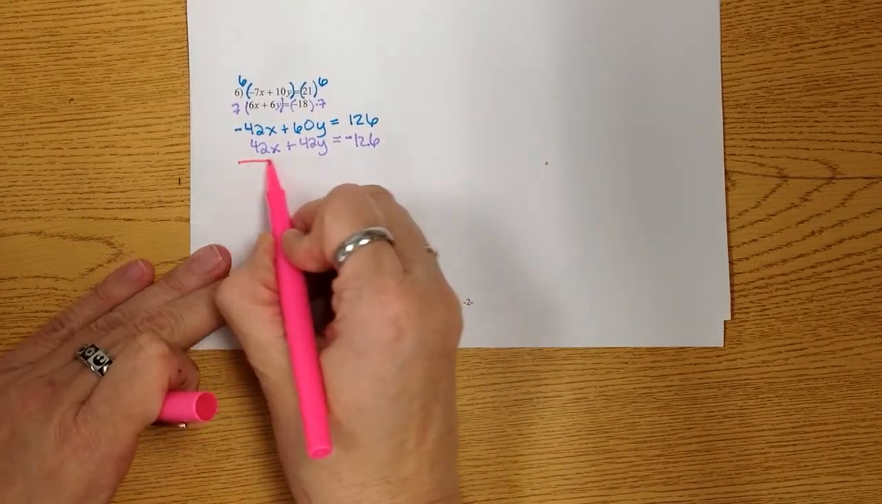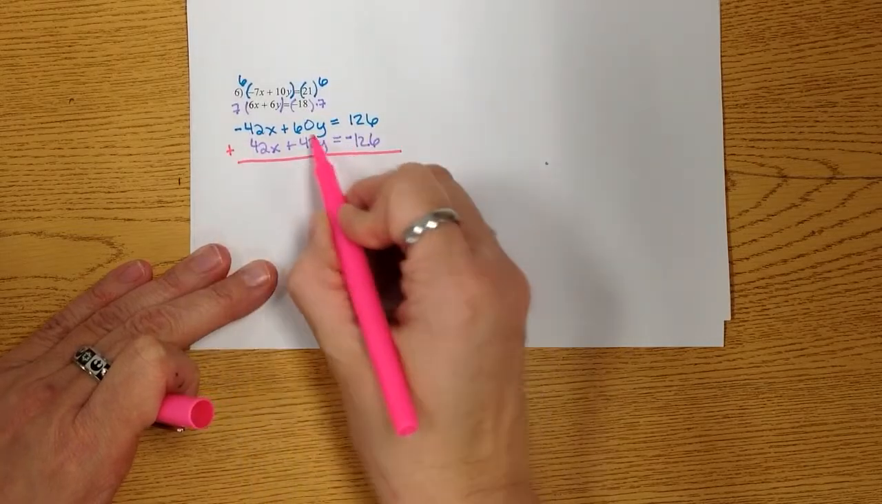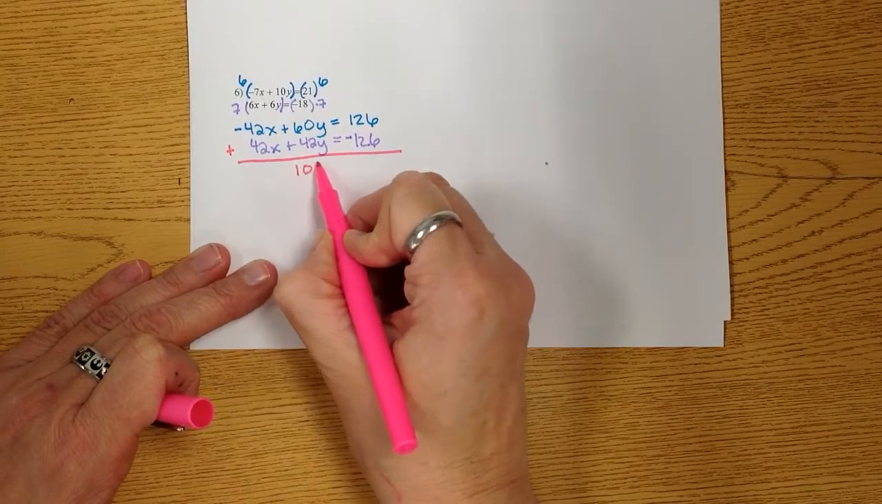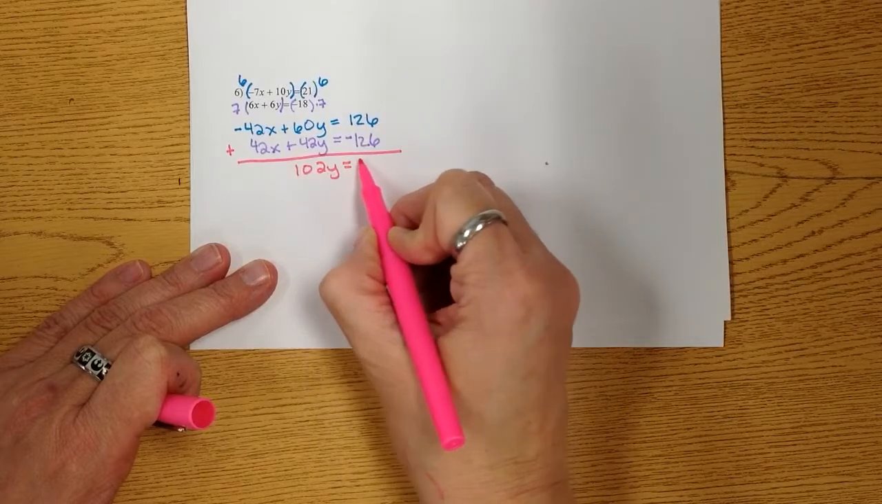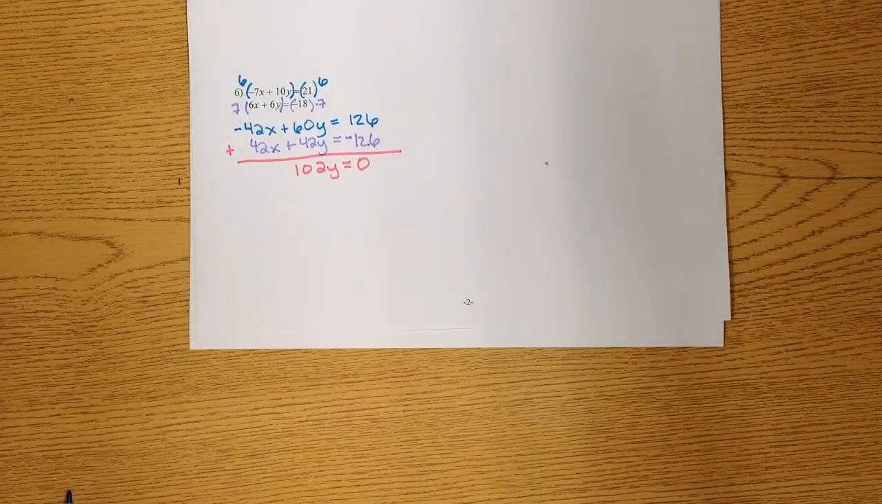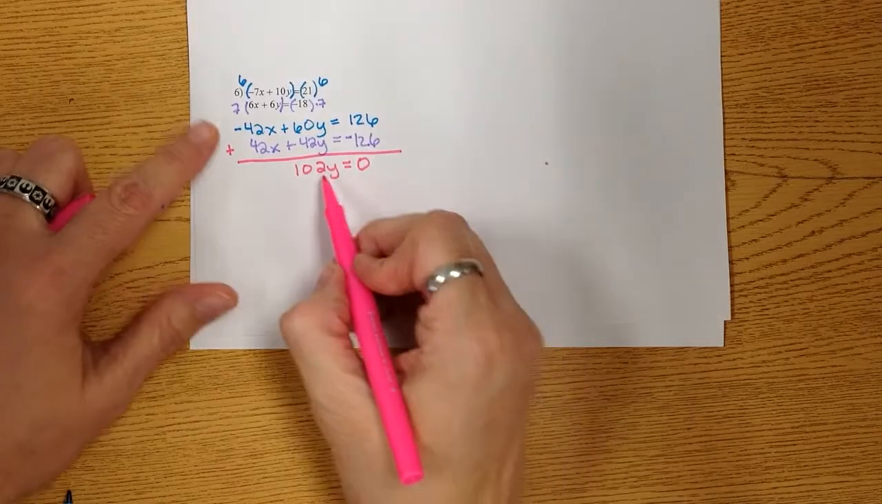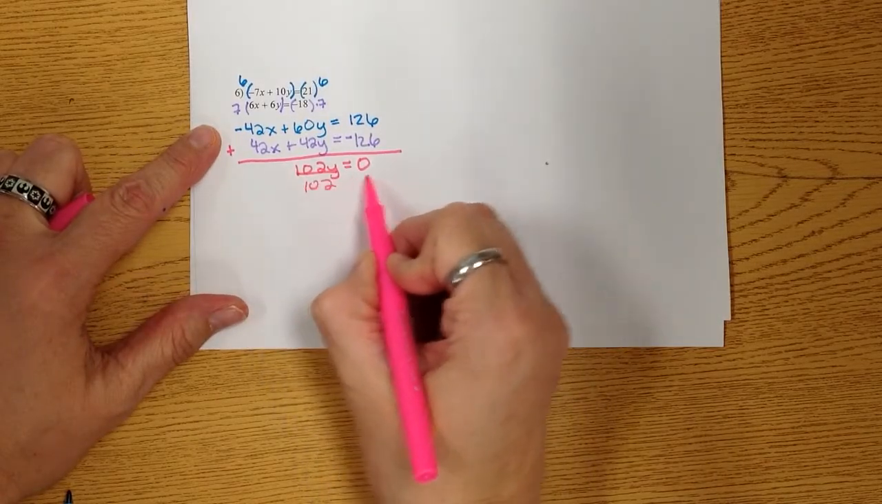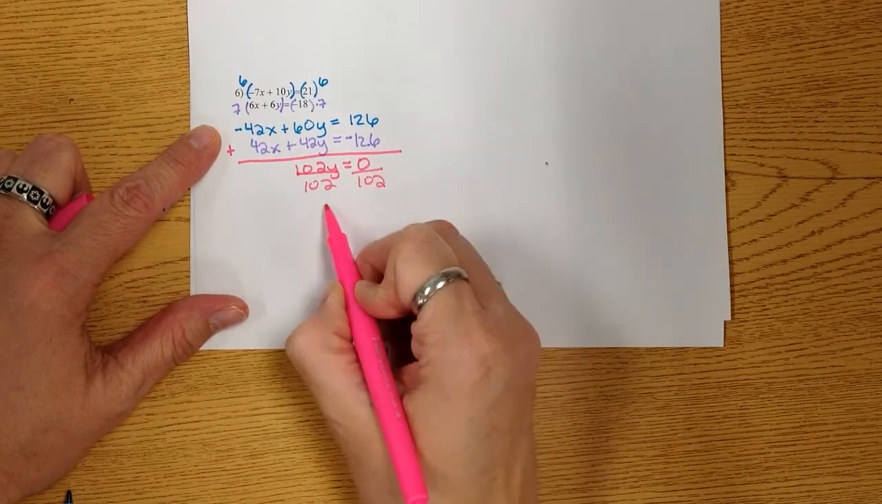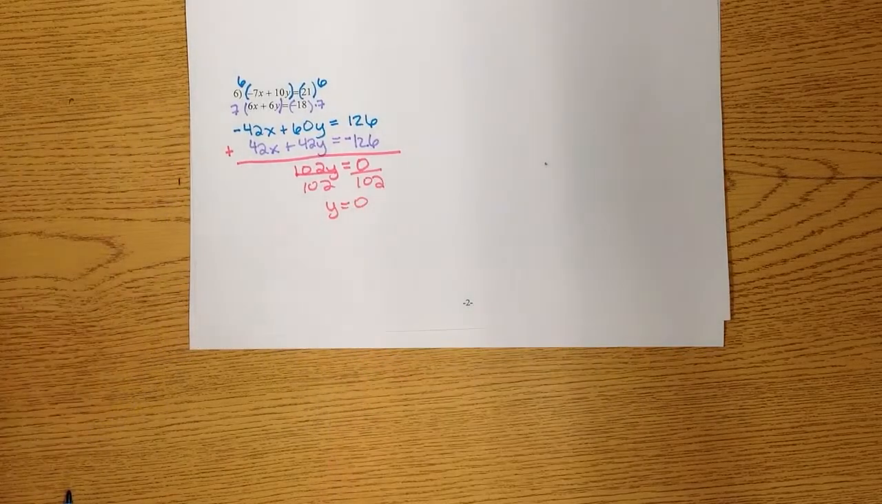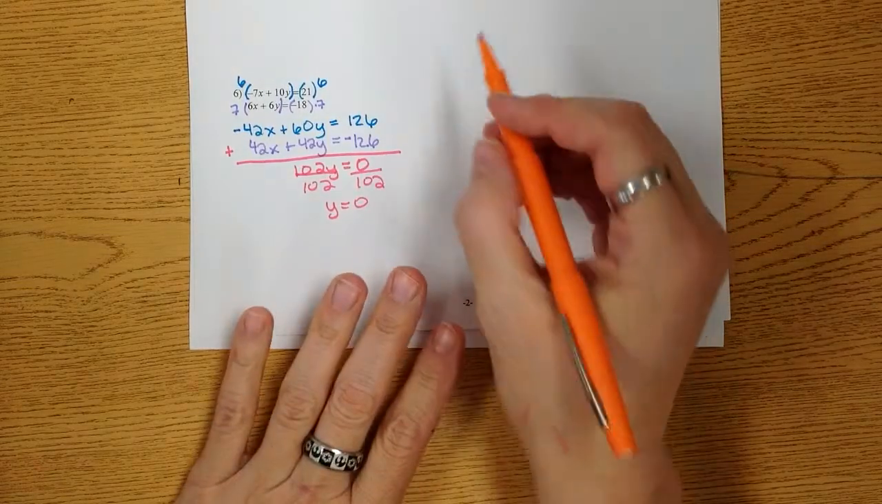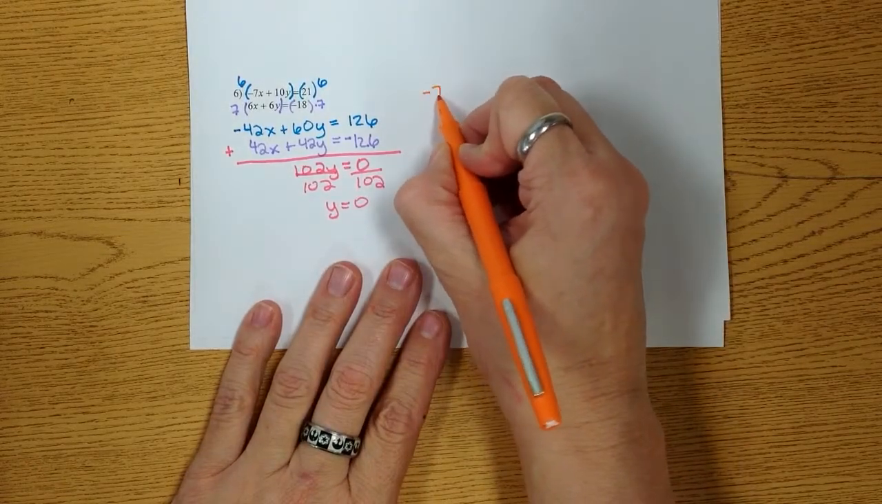Then I add the two. That would get me 102y equals 0. I divide both sides by 102 and get y equals 0. And then, as we've done on all the problems so far, we go ahead and replace y with 0. So I'm just going to do the first one.